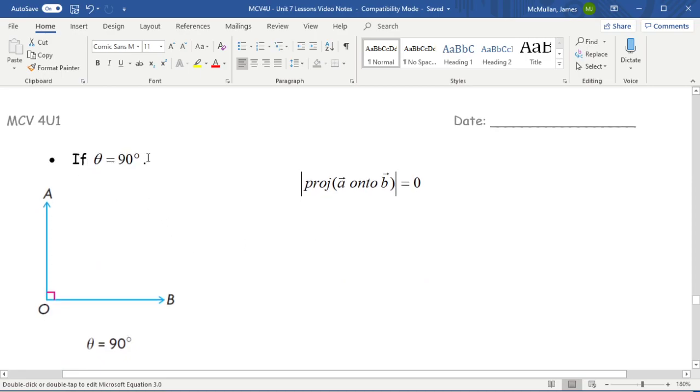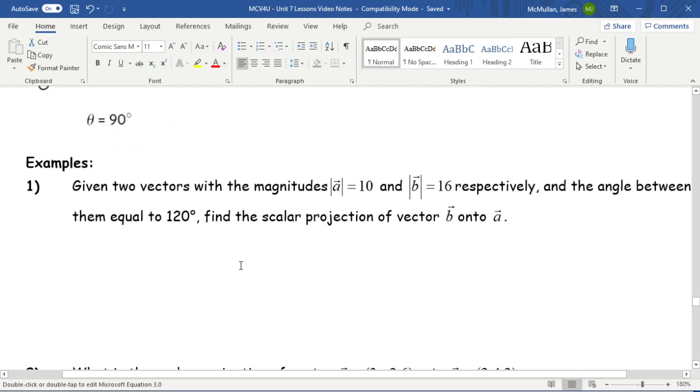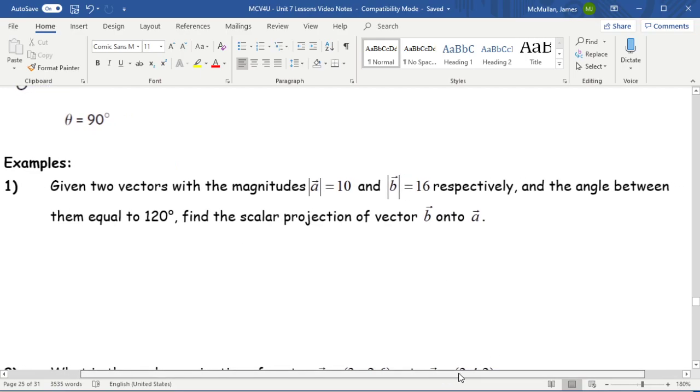Now, of course, if theta is 90 degrees, then when you project A onto B, you get 0, because basically it's like saying how far in the direction of B are you moving if you move along vector A? And the answer is 0. A person standing at O versus a person standing at A, neither one of them has moved any distance at all in the direction of B. So the projection is just 0. So again, find the scalar projection. I don't think this is a particularly challenging question. It's just remembering what we know.